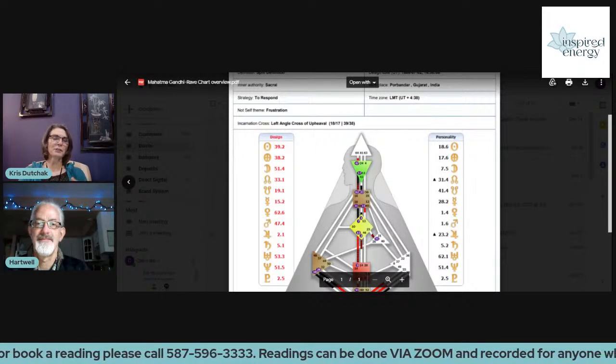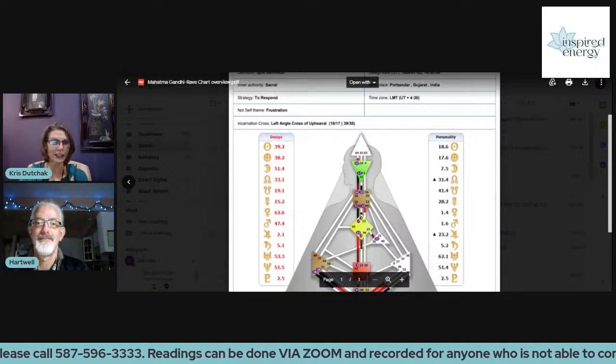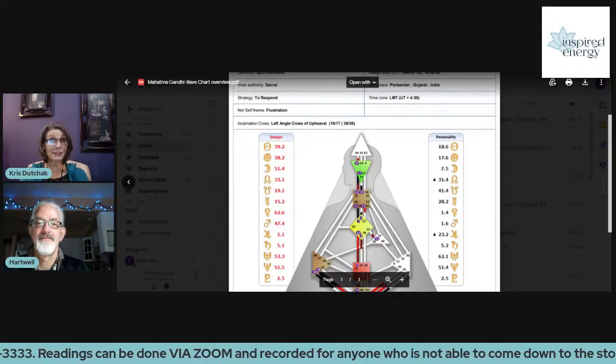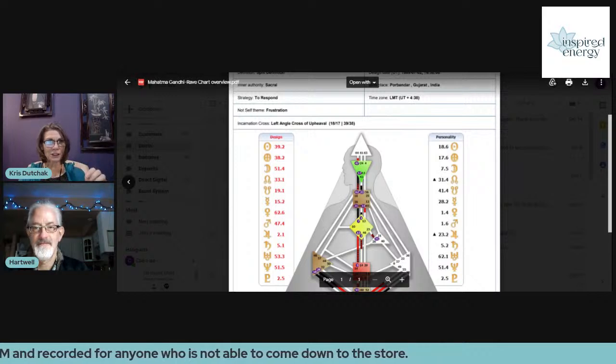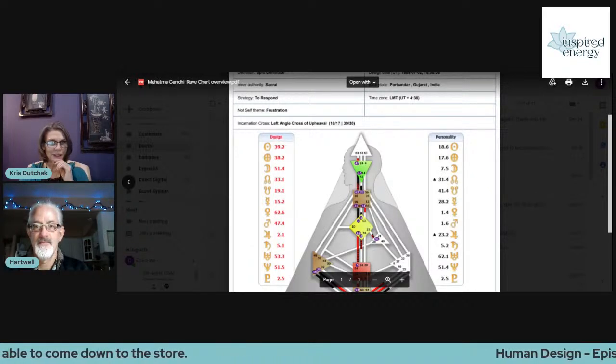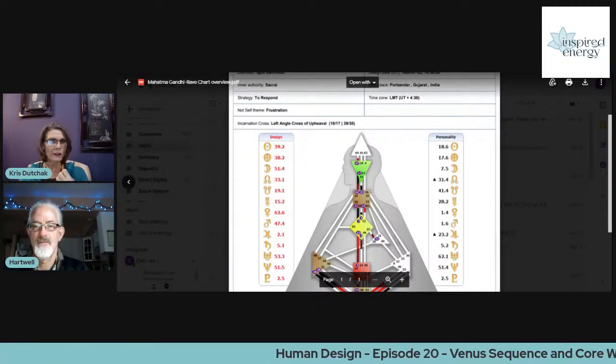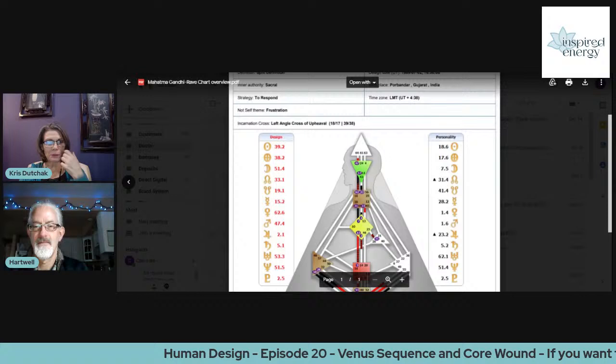How interesting. It never amazes me how many levels and layers there are to human design. Every time you think you've got an overview, there's another layer and you can go deeper and investigate another piece. So this is quite interesting. Can you tell us a little bit about the core wound and what that is and how it's represented?